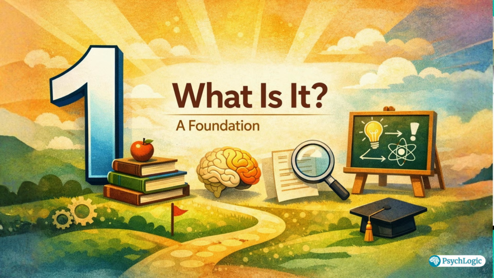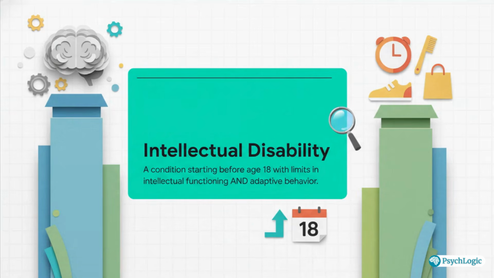Okay, so to build our foundation here, let's get the official definition on the table. When a clinician uses this term, what are they actually talking about? So the clinical term you'll see is intellectual disability, which is also called intellectual developmental disorder. The definition is really built on two main pillars. First, you have limitations in intellectual functioning. That's things like reasoning, problem-solving, learning. And second, you have limitations in adaptive behavior. Those are the skills we all need for daily life. And here's a critical point. Both of these have to show up before a person turns 18.